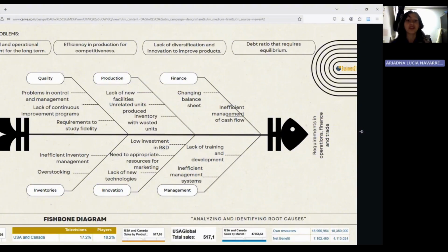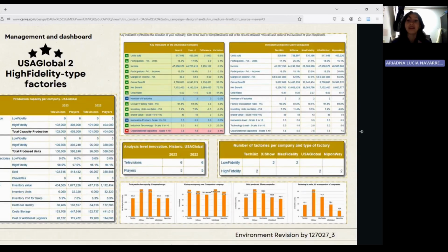Finally, our factories are of high fidelity and the company is positioned in third place in terms of unit sales. We also recognize a modest progress from 2022 to 2023, but the decision made shows how essential it is to analyze your environment and review indicators for improvement.